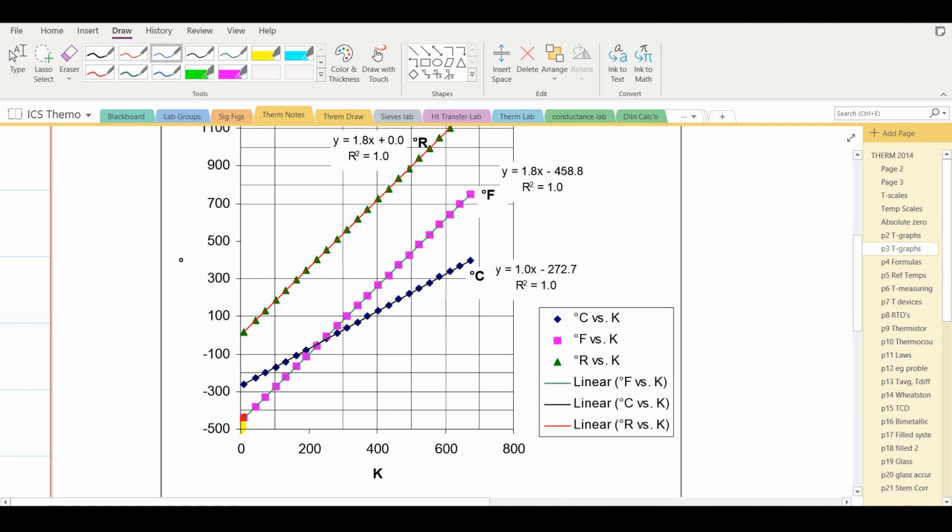And you can see that the Rankin scale is an absolute scale with its lowest temperature, absolute zero, at 0, whereas Fahrenheit and Celsius are not absolute scales, and so they have absolute zero at negative values.